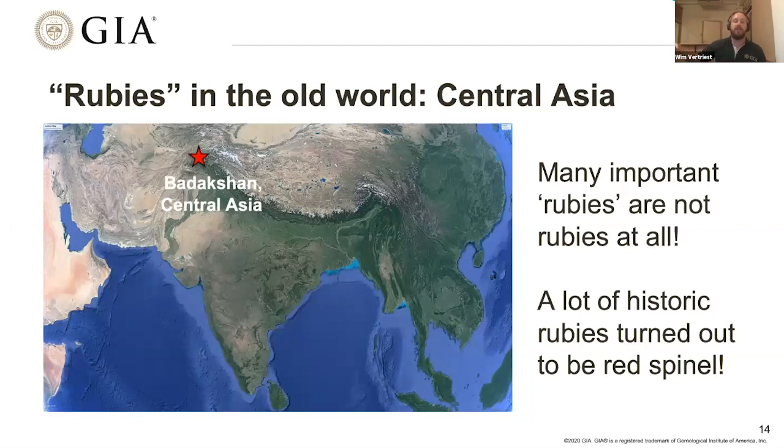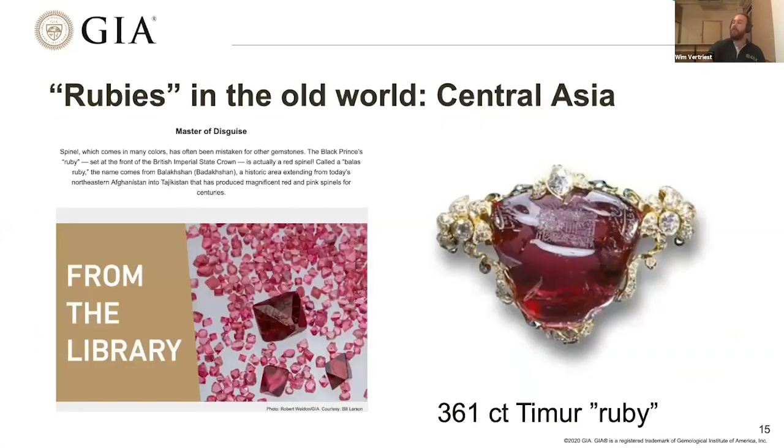A lot of those gemstones made their way to Europe from Badakhshan, Central Asia, and have now ended up in some of the most famous jewels and historic artifacts in the world. This was highlighted, I think, earlier this week in one of the Knowledge Rocks emails from GIA, where they call it the Master of Disguise and bring up the British Imperial State Crown, which features a really big red gem in the center. It is called the Black Prince's Ruby, but that is not a ruby at all.